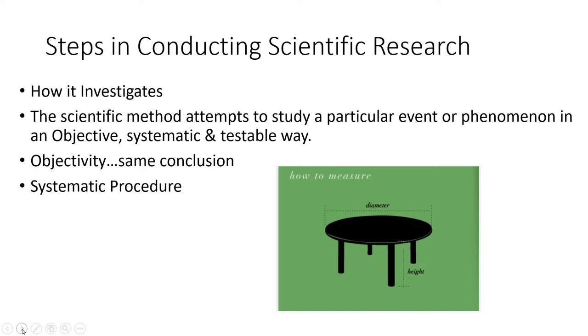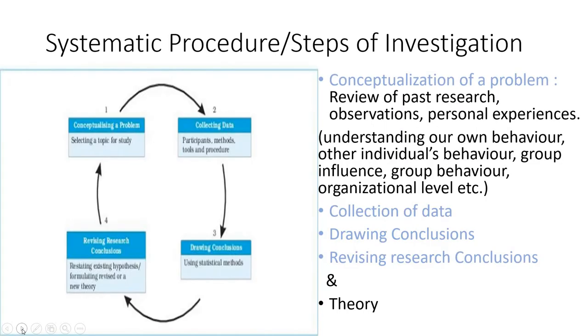The second characteristic of scientific research is that it follows a systematic procedure or steps of investigation. It includes the following steps: conceptualization of a problem, collection of data, drawing conclusions, and revising research conclusions and theory. Now let us discuss the steps in detail.